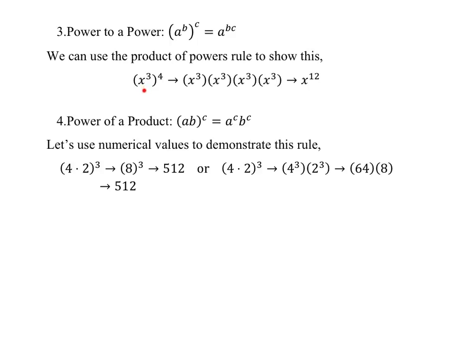X cubed raised to the 4th. What's the rule? Multiply. 4 times 3 is 12. I'm done. But if I forgot, write this out as x cubed, x cubed, x cubed, x cubed. And there it is. And then what's the rule applied to this? Well, same bases. So I go back to rule 1 and say, just add the 4 exponents. 3 plus 3 plus 3 plus 3 yields 12.